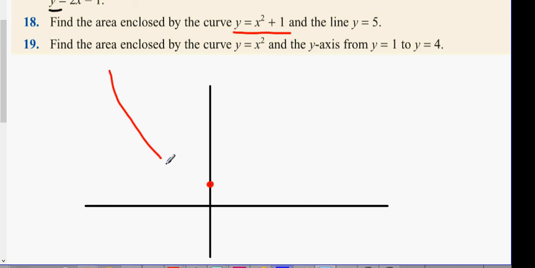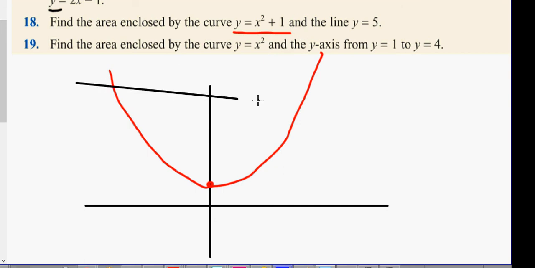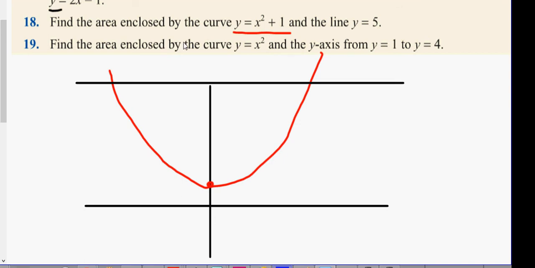It's a U-shape. How do I know it's a U-shape? Positive x squared. Worst comes to worst, your calculator will do it for you and tell you it's U-shaped. Now, we want the line y equals 5. So the line y equals 5 is up here, and this is the line y equals 5 going directly across.